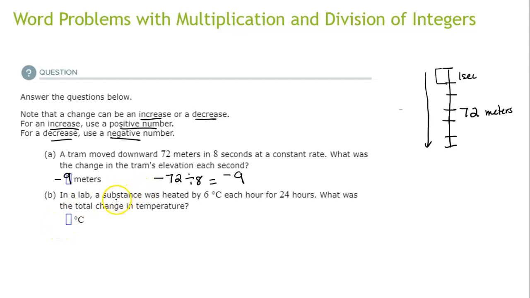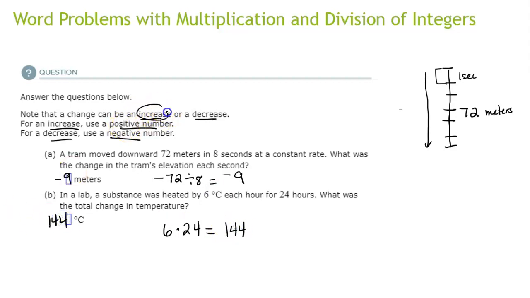In a lab, a substance was heated by 6 degrees for each hour for 24 hours. So this time we're not dividing, because it's being heated by 6 degrees every hour for 24 hours over and over and over. This time I'm multiplying. It's increasing, so it's +6 degrees every hour. So I'm just doing +6 times +24. So it's 6 times 24, and that should be +144 degrees Celsius.